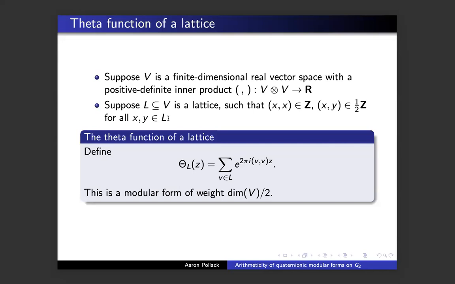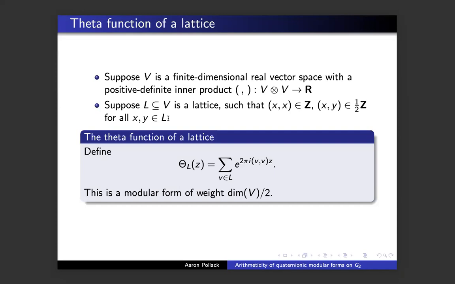So in this setup, I can define an associated theta function where I sum up over all vectors in the lattice, e to the 2 pi i, v paired with itself times the complex parameter z, which sits in the upper half plane. So I sum this up, and then it turns out it's a consequence of Poisson summation that this is a modular form for some congruence subgroup gamma of weight dimension of V over 2.